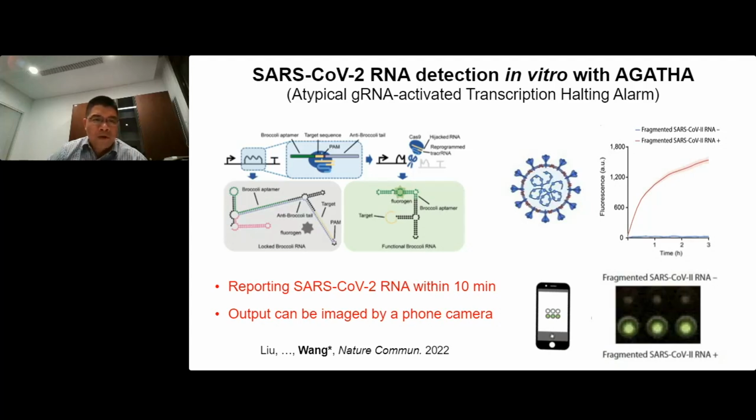By doing this, our circuit can report the presence of the SARS-CoV-2 RNA molecules within 10 minutes, as shown here. The output, the generated fluorescence, can be imaged by a camera, and the fluorescence accumulates to high levels with time. We named this approach the Atypical RNA Activated Transcription Halting Alarm System, short as ACASA, in memory of Agatha Christie, the best-selling novelist in the world, known for her popular detective novels.